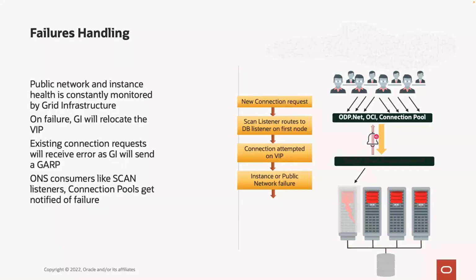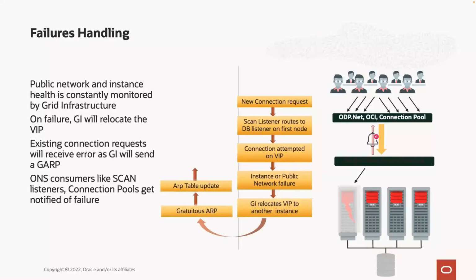Now, without waiting for TCP timeout, what would happen is there is something called the grid infrastructure, which will relocate what we call the virtual IP to some other node. When this happens, we generate what we call a gratuitous ARP. So automatically, there'll be an ARP table update event generated, which will tell the session that, hey, there is something wrong. Don't wait on this timeout. Just go and do something else.